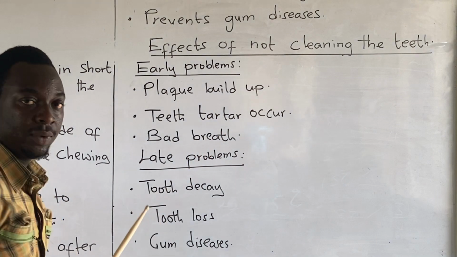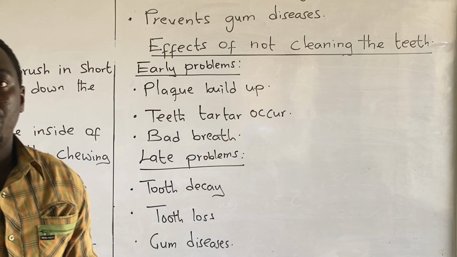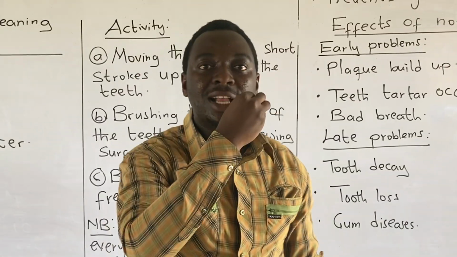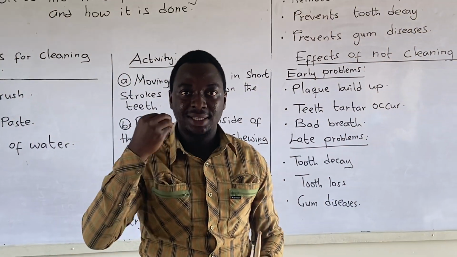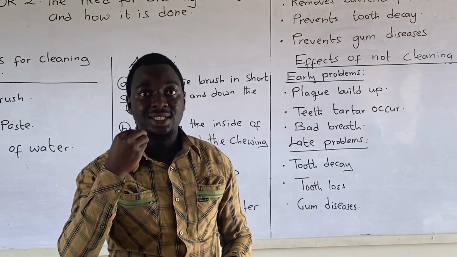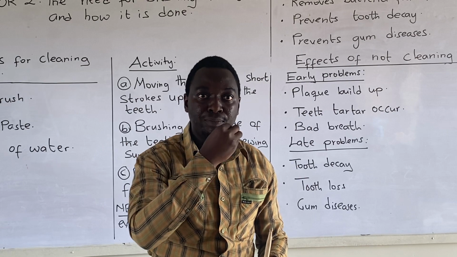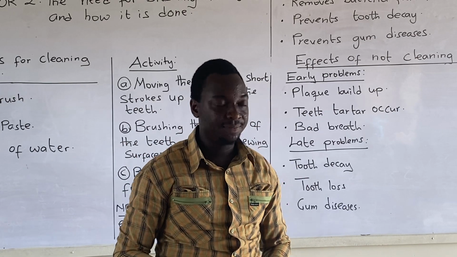Plaque build up. When we say plaque, it is a yellowish substance that will be formed on your teeth. That is plaque. Your teeth will start turning yellowish.